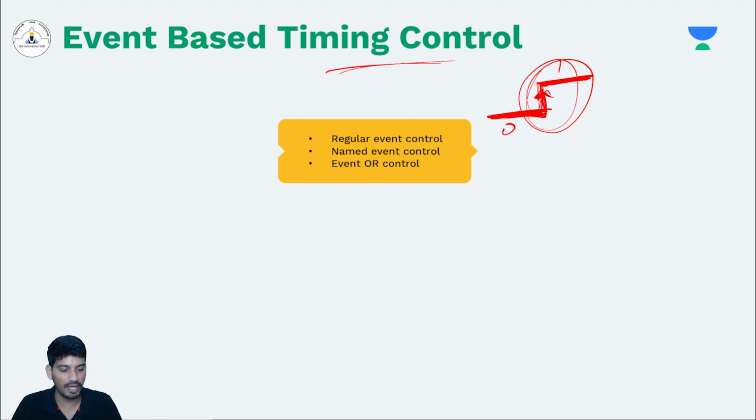Based on the type, we have four different types of events. One is regular event control, the second one is named event control, the third is event or control, and the fourth is level sensitive. We'll see all four in the coming slides.